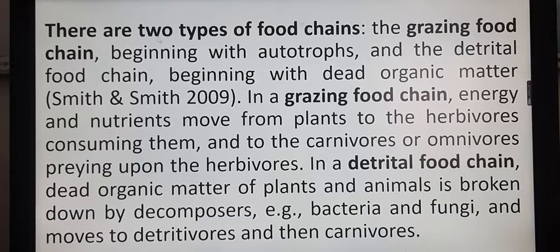Then there are two types of food chain. The grazing food chain begins with autotrophs, that is the plants, and the detrital food chain begins with dead organic matter. So in grazing food chain, energy and nutrients move from plants to herbivores consuming them, and to the carnivores or omnivores preying upon the herbivores. In detrital food chain, dead organic matter of plants and animals is broken down by decomposers and moves to detritivores and then to carnivores through plants.